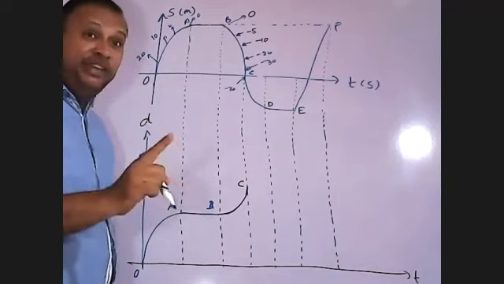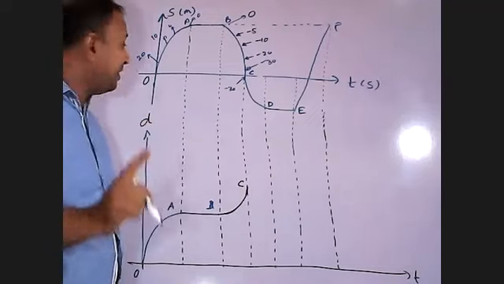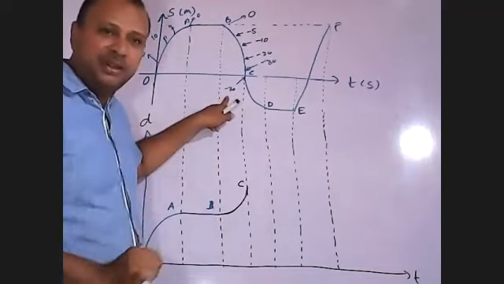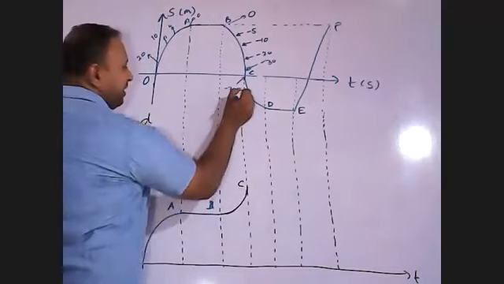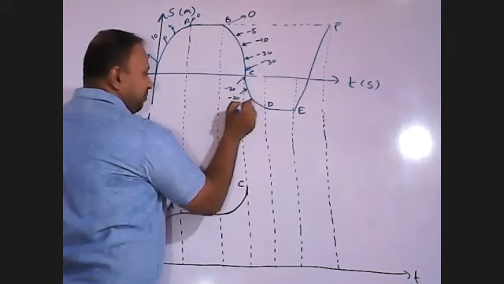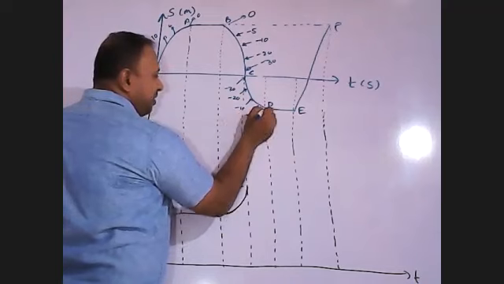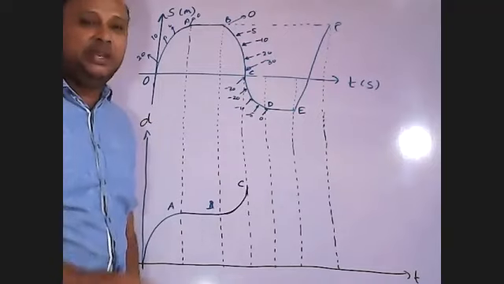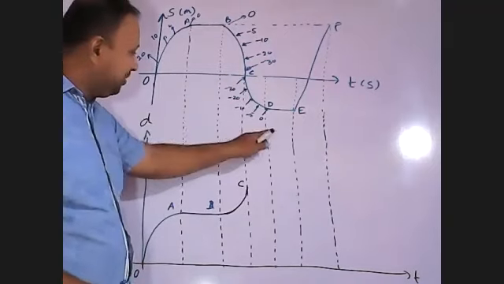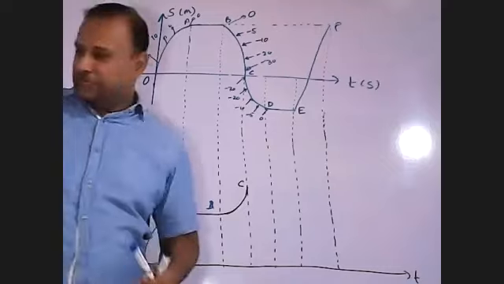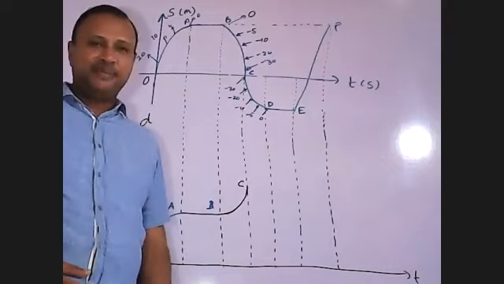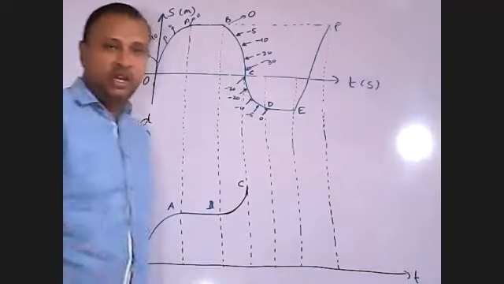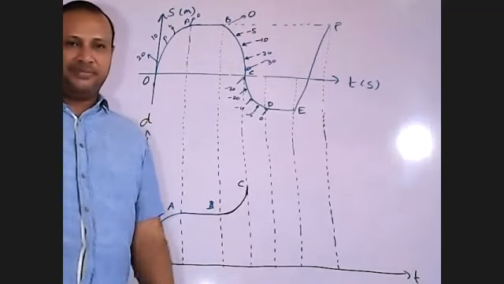Then, if it is an increment, this negativity should be decreased. That means this should be minus 20, this should be minus 10, this should be minus 5. Then at the end, it is equal to 0. So minus 30 to 0 means the velocity is increased, because the initial value is minus 30 and the final value is 0.